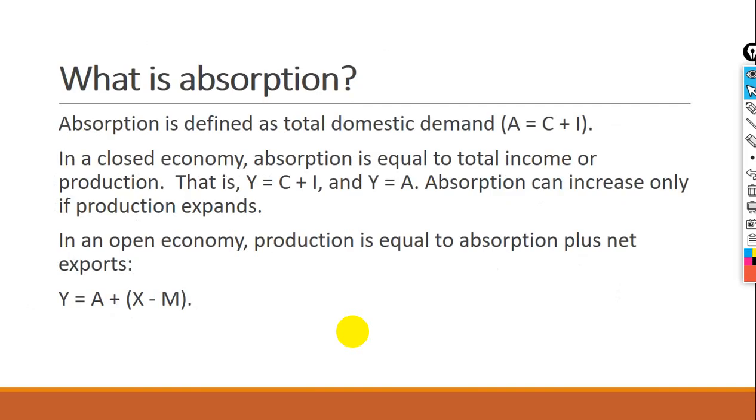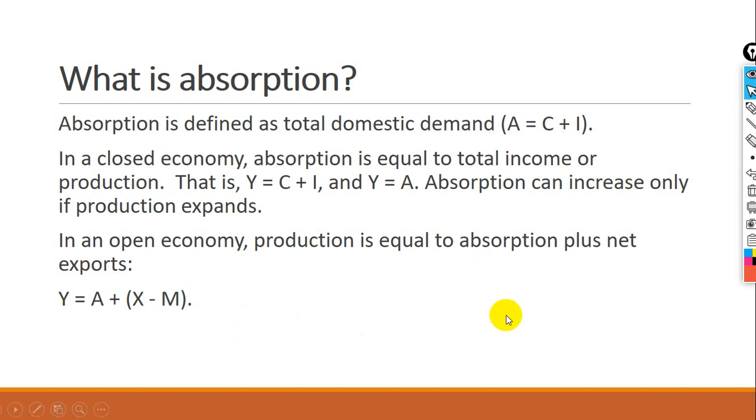So we are going to start with the first part, which is absorption and current account. What is meant by absorption? Absorption means total domestic demand. So A, which stands for absorption, equals C plus I, which is consumption expenditure and investment expenditure. So we can rewrite the budget constraint in case of a closed economy to be Y equals A, or domestic production equals absorption. So absorption can only increase in one situation, which is increasing domestic production.